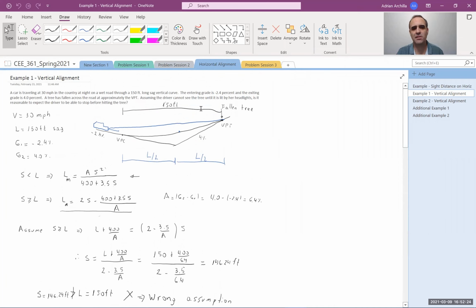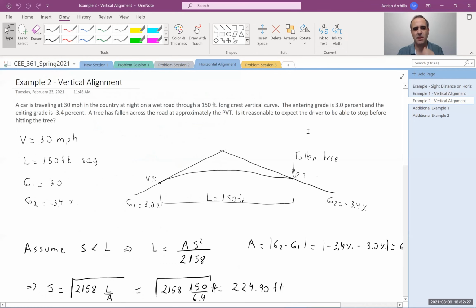Okay, so let me just take the next example. It's basically the same thing as this one. The only thing that I did is I changed the grades, 3 and minus 3.4%, but notice that they still add up to 6.4%. And I mean, the algebraic difference in grade is still 6.4% in absolute value. And the length is still 150 feet. So it's basically almost an identical problem, except the average grade would be slightly different, but that's it.